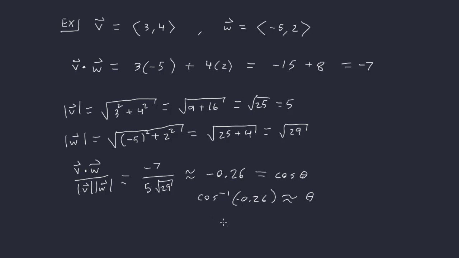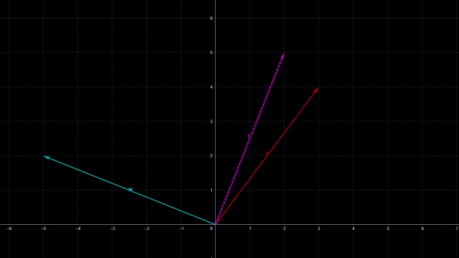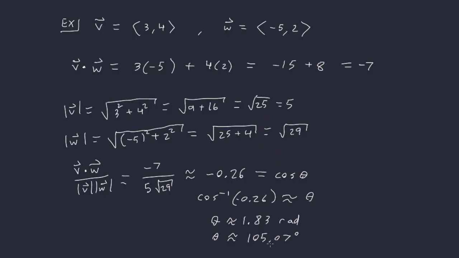Okay, so using my calculator, I got that this is about 1.83 radians, or about 105.07 degrees, which when we go back to the graph and look, that actually does make sense, okay? Because if this is 90 degrees, V should be over 90 degrees away, which is exactly what we got. We got about 105, but not so far away that it's close to 180. We still have a while to go before we get back to it being parallel again.